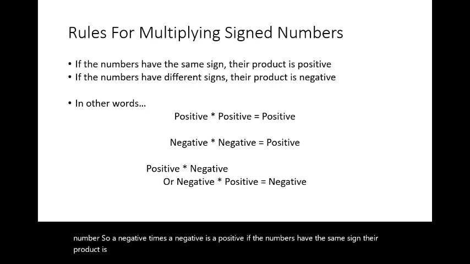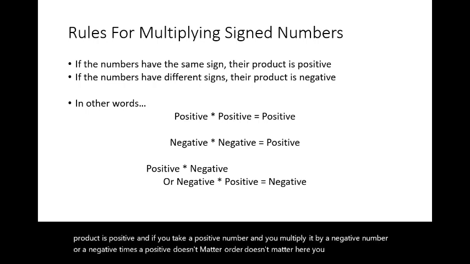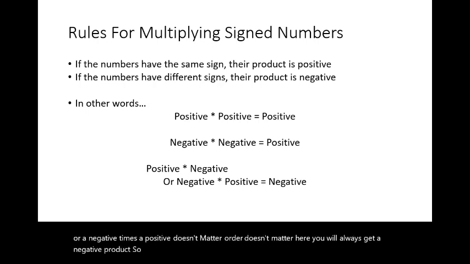If you take a positive number and multiply it by a negative number, or a negative times a positive, order doesn't matter here, you will always get a negative product. So if the numbers have different signs, their product is going to be negative.